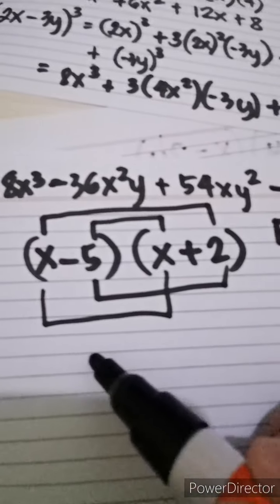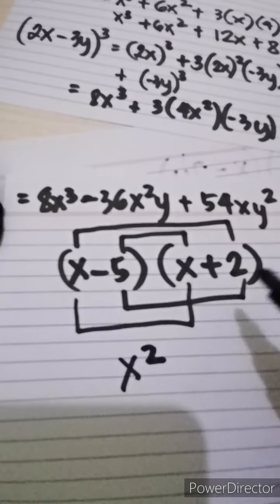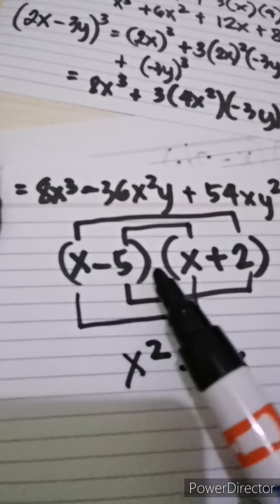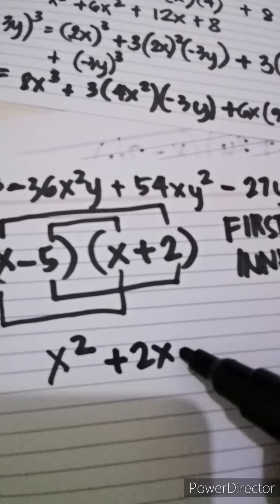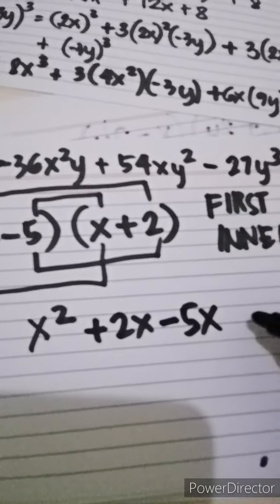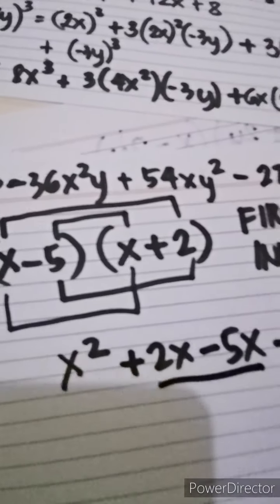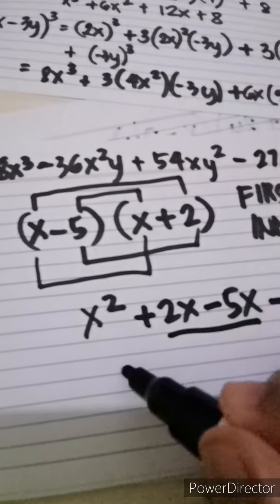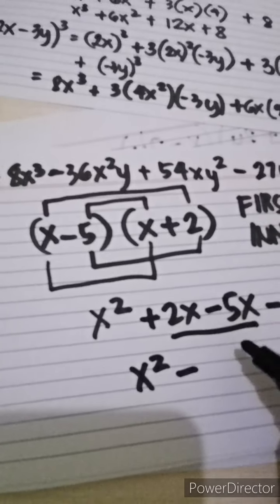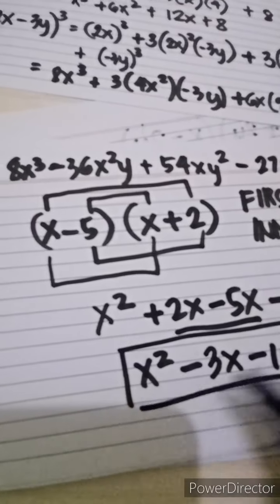So x times x, we have x squared. Next, so we have the outer, x times positive 2 is plus 2x. And then, inner, negative 5 times x is negative 5x. And then the last is negative 5 times positive 2, negative 10. Okay. So here, napapansin natin, may common variable ito. So we need to simplify it. So we have x squared minus 2 times 2 minus 5. So we have negative 3x minus 10. So that is the final answer.